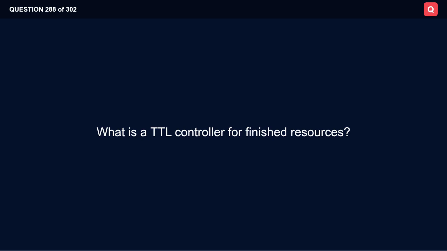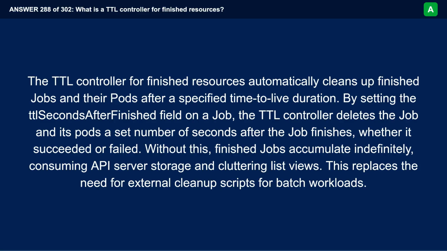What is a TTL controller for finished resources? The TTL controller for finished resources automatically cleans up finished jobs and their pods after a specified time-to-live duration. By setting the ttlSecondsAfterFinished field on a job, the TTL controller deletes the job and its pods a set number of seconds after the job finishes, whether it succeeded or failed.